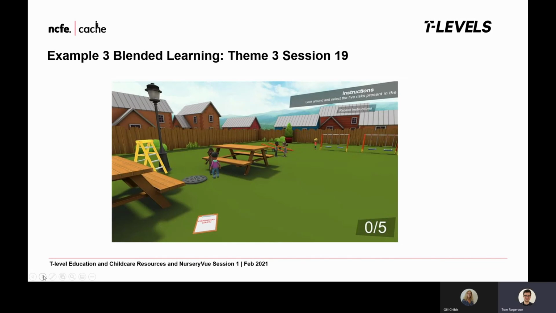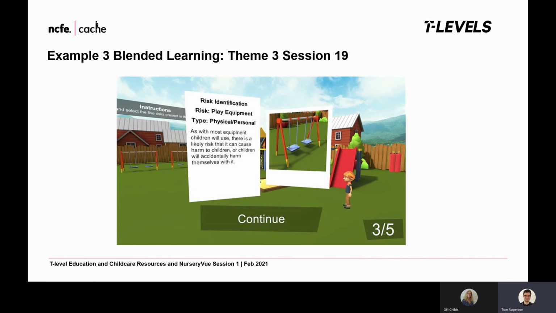As well as looking at the classroom environment, students can identify risks with the outdoor environment. Within this module, students will identify the 5 risks within this outdoor environment. Again, just to note that these scenarios are randomly generated when you access the topic, so both the indoor and outdoor environments will be randomly presented.